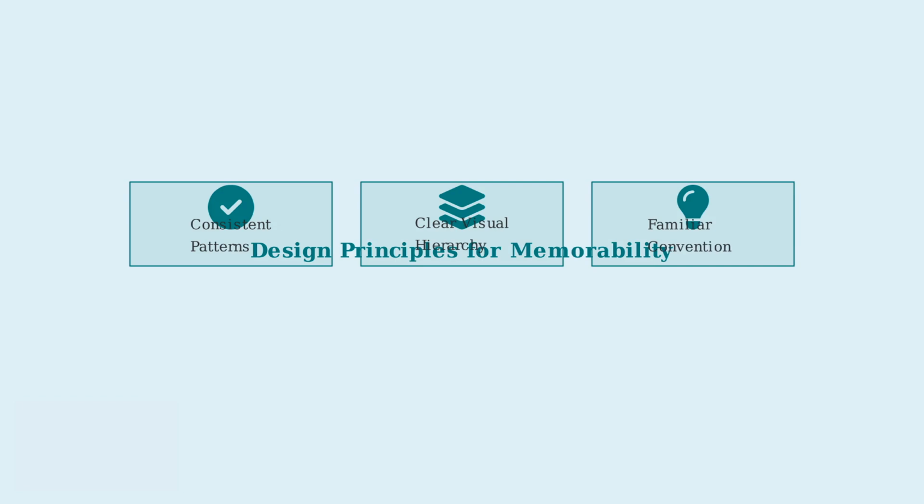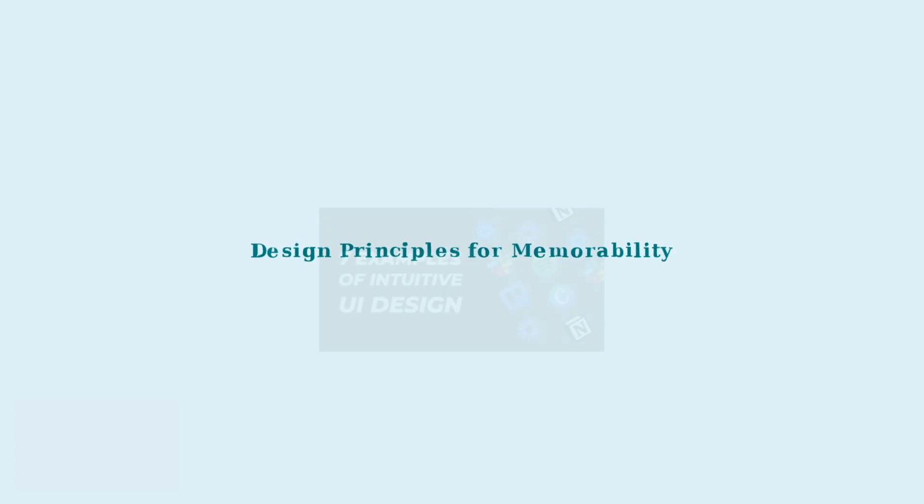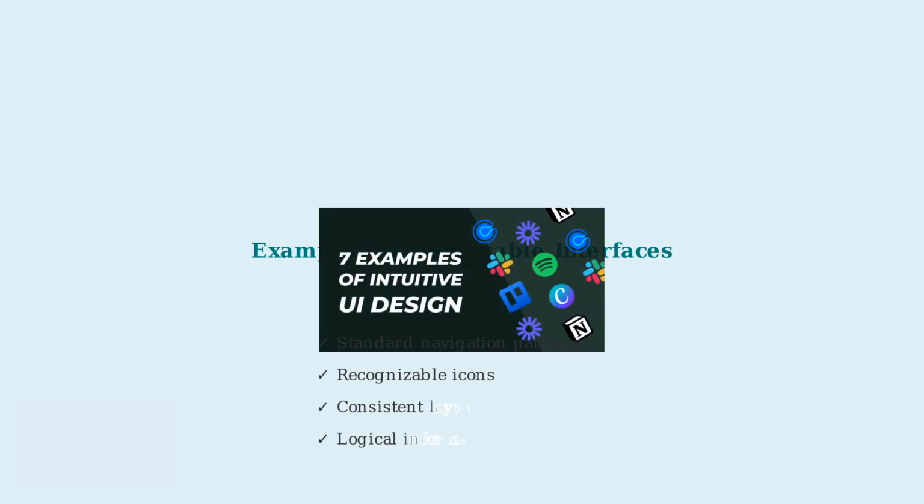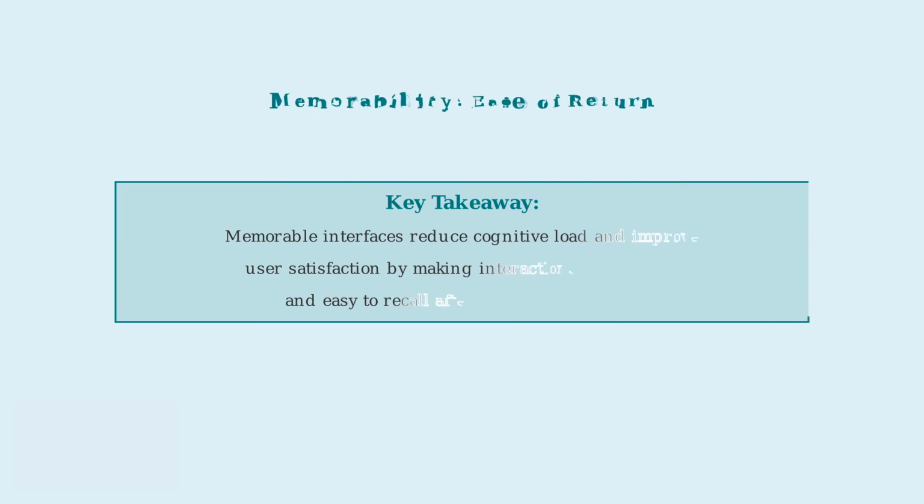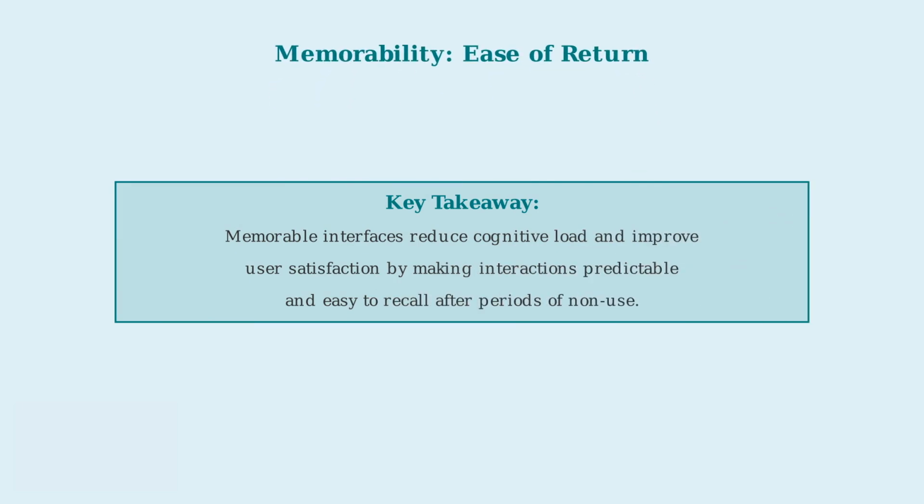Good interface design improves memorability through consistent patterns, clear visual hierarchy, and familiar conventions. These design principles help users quickly recall how to interact with the interface. Examples of memorable interfaces include well-designed mobile apps that use standard navigation patterns, clear icons, and consistent layouts. These design choices help users quickly remember how to accomplish their tasks. Memorability is crucial for user retention and satisfaction. When users can easily remember how to use an interface, they're more likely to return and have a positive experience with your product.